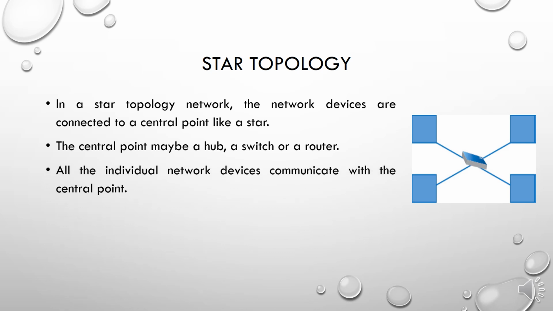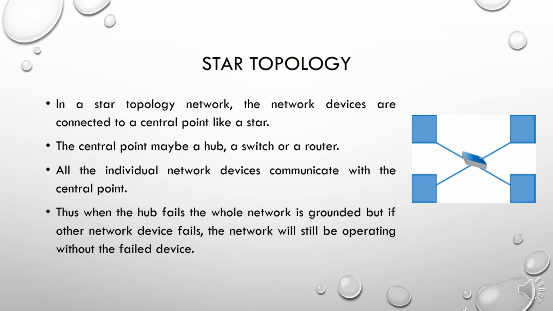So all the individual network devices communicate with the central point. All these network users, as you can see from this picture, we have 4 users. For these users to communicate with one another, they must communicate through the central point. All their communications are through what? The central point.